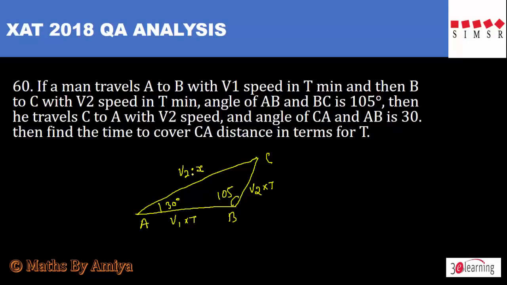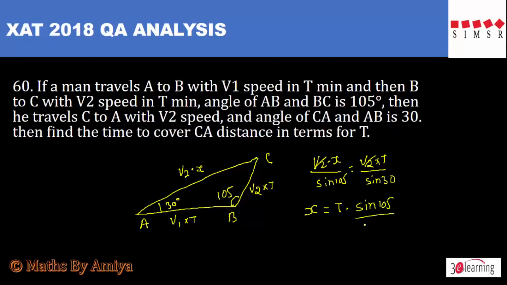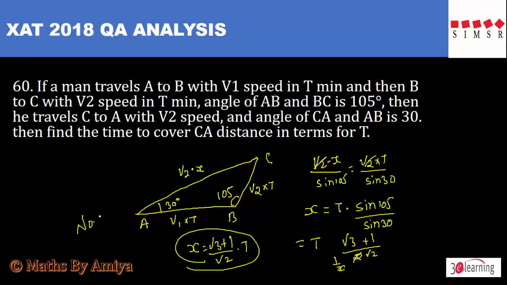This is nothing but the sine formula. We can say v2 into x by sine 105 is equal to v2 into t divided by sine 30, by the sine formula. This by the corresponding sine, this by the corresponding sine. This is cancelled out. So the required value of x is t into sine 105 divided by sine 30. And we know sine 105 is nothing but (root 3 plus 1) by 2 root 2, and sine 30 is 1 by 2. So this one is cancelled out. So our x becomes (root 3 plus 1) upon root 2 into t. And I think this was not in the options. So the answer should be none of these for this question.